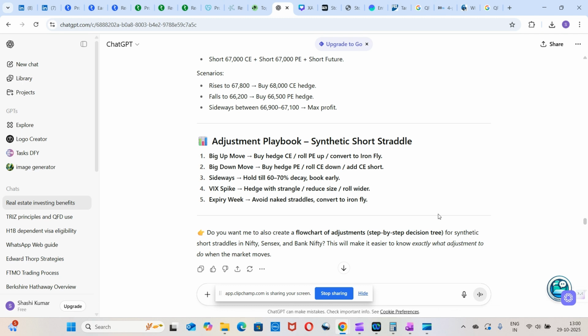So that's the synthetic short straddle strategy today, which is a combination of futures as well as options strategy, with the main view being sideways to collect premium. Okay, this is where when your view is like this, you'll use this strategy.